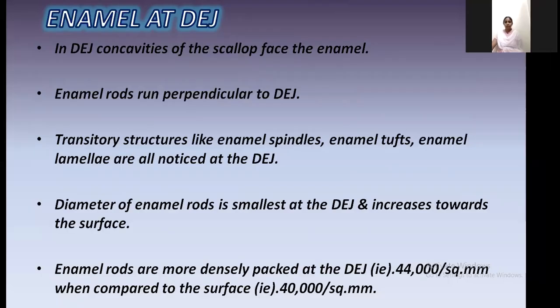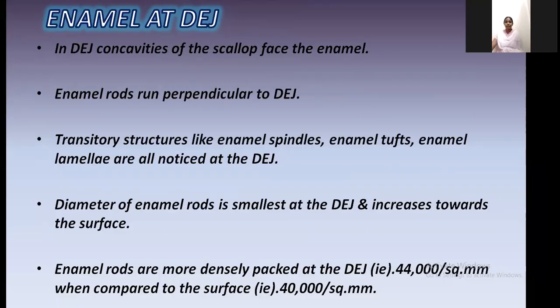Enamel rods run perpendicular to the DEJ. One word to note. Transitory structures like enamel spindles, enamel tufts, and enamel lamellae are all noticed in the DEJ. These are transitory structures of enamel. These are all seen in the cap stage of odontogenesis, students. They are noticed at the DEJ.